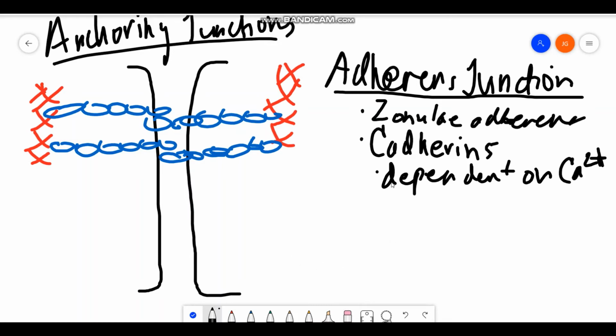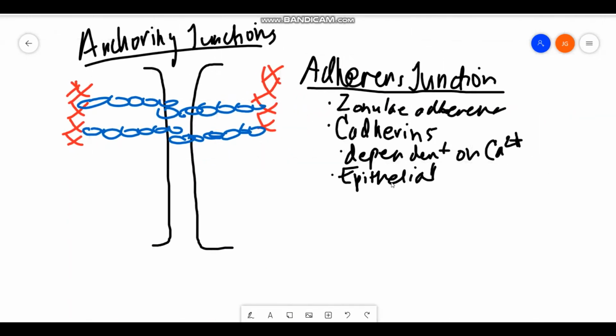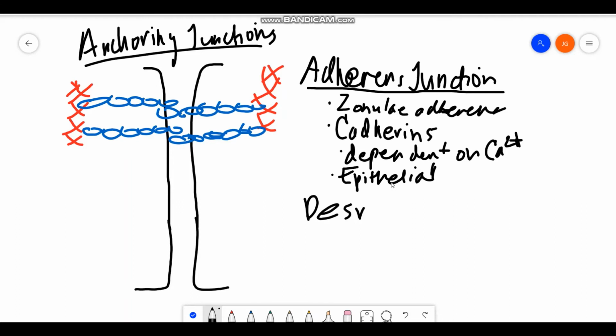And your adherens junction is going to be particularly common in epithelial tissue. So your skin is probably the best example that I can think of. So this is your adherens junction. I'm going to extend this a bit because I did not anticipate writing that much. Okay. Now, we're also going to have your desmosomes. Maybe it might be easier if I do it in a different color. Your desmosomes.